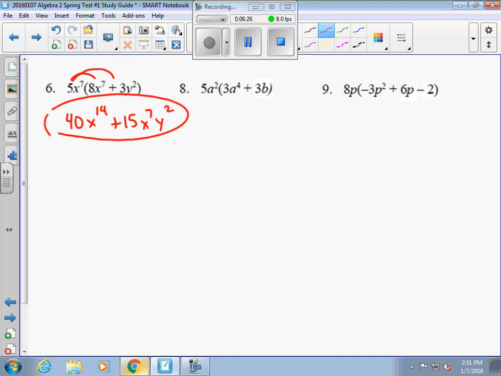For this next one, you're going to distribute again. 5a squared times this is 15a to the 2 plus 4 is 6. And 5a squared, 5 times 3 again is plus 15. But again, at this point, just like number 6, I left off number 7. Just like number 6, a and b are not the same basis. So it'll simply be a squared b.